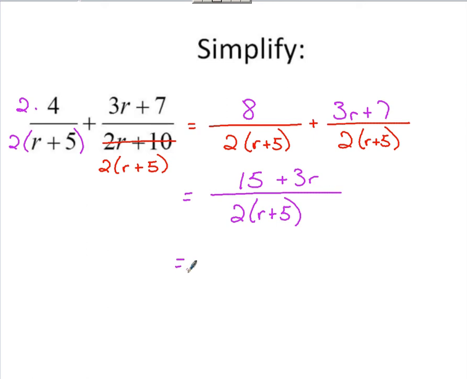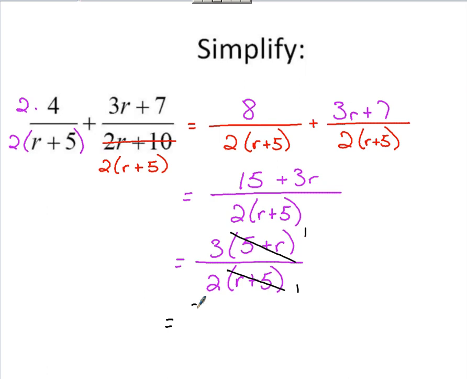In the numerator, we can factor out a 3. So if I take out a 3, I'm left with 5 plus r. That's all over 2 times r plus 5. And as we know, 5 plus r and r plus 5, that's the same thing. Common factors are shared between numerator and denominator. We divide those out. Ones hold those places, meaning all that's left is 3 over 2.